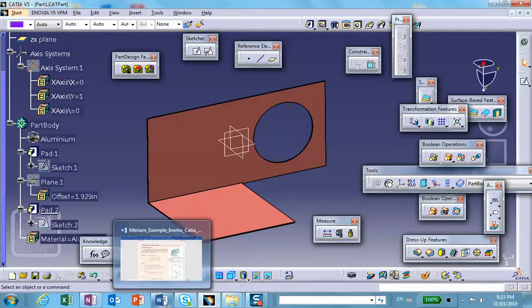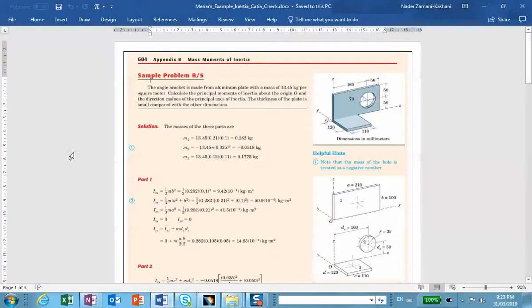So we have a geometry that is shown here, okay? And these dimensions are in millimeters, except that the thickness of these plates, this plate or sheet metal, is so much smaller compared to the other dimensions that are involved, that they're going to be ignored when it comes to calculating the inertia properties.